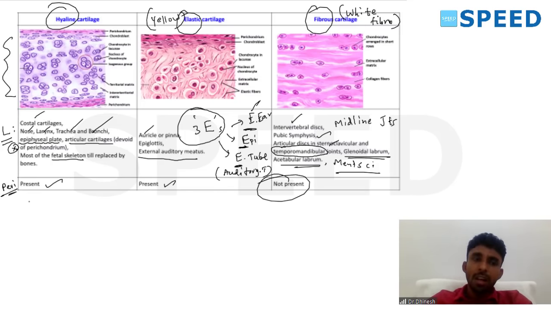Okay. And you know already the type of collagen fibers present in all the three types of cartilages. In hyaline cartilage and elastic cartilage, we have type 2 collagen. In fibrocartilage, we have type 1 collagen, isn't it?